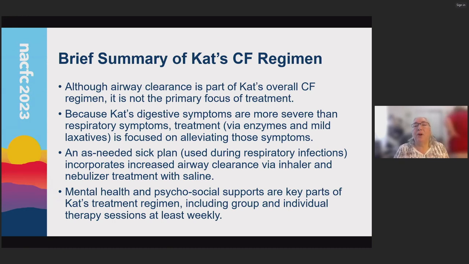So as far as Kat's CF regimen, they do airway clearance as part of the overall treatment, but it's not the overall focus for the CF treatment. Because the digestive symptoms are more severe than the respiratory symptoms, treatment is focused on alleviating those particular symptoms. And we try to be mindful of keeping her on schedule with her airway clearance and also with oral medications.